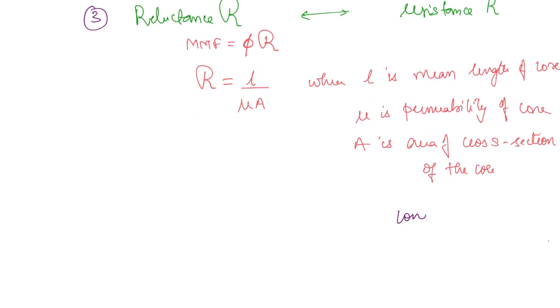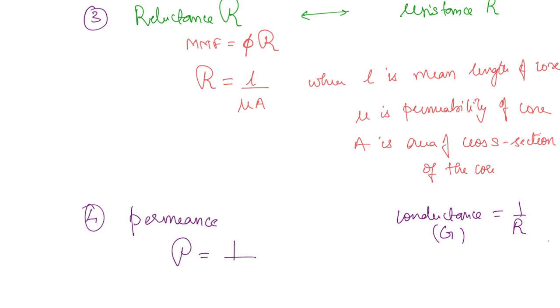We have conductance, which is equal to the inverse of resistance. This is denoted by G. Analogous to this conductance is permeance, and this is equal to the reciprocal of the reluctance.